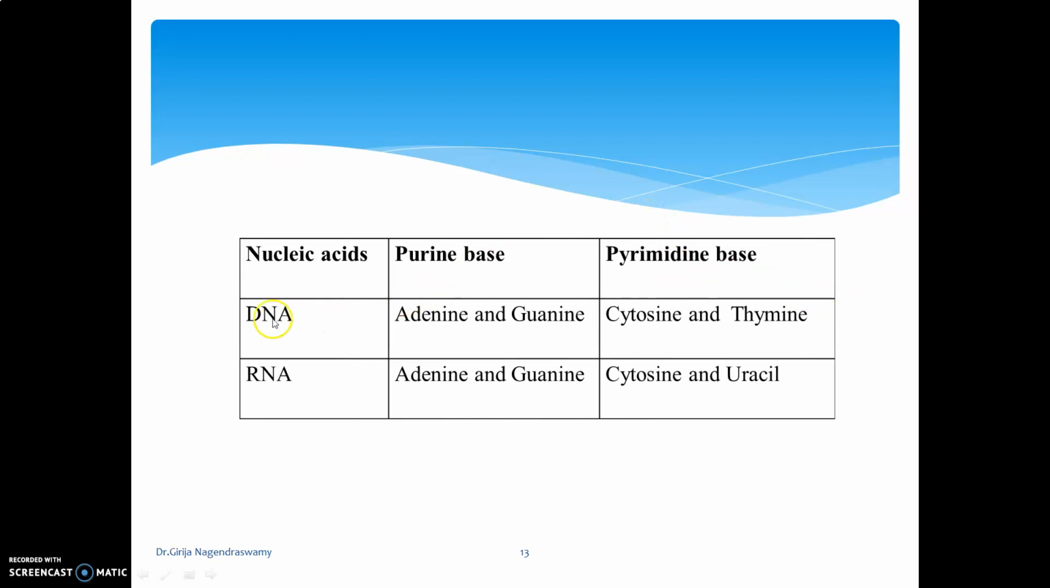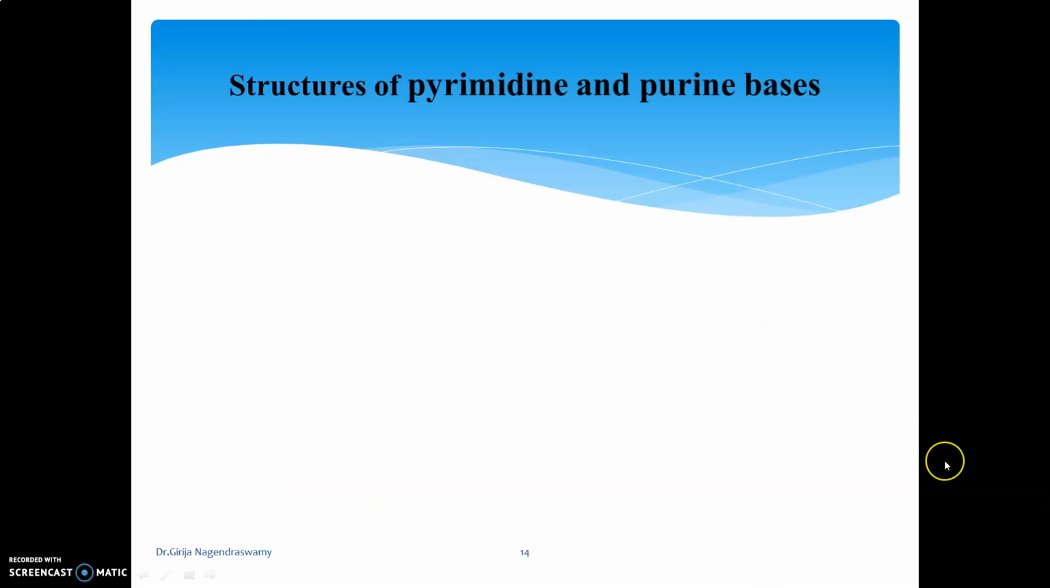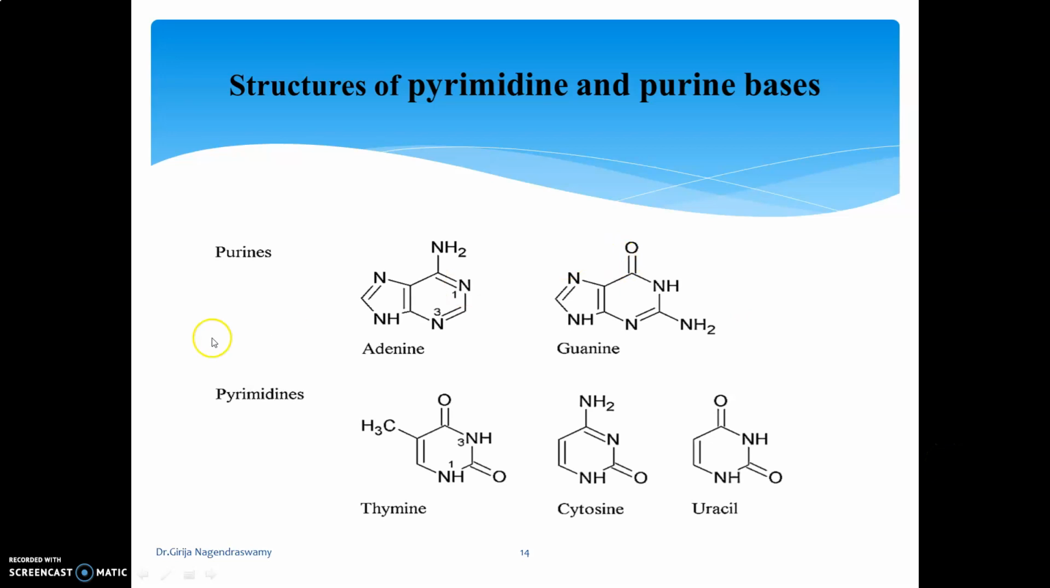This is the summary. In DNA, we have adenine and guanine. Pyrimidine bases are cytosine and thymine. In RNA also, purine bases are same. Pyrimidine bases are cytosine and uracil. Structures of pyrimidine and purine bases. So these are the structures of purine bases: adenine, guanine, and pyrimidine bases: thymine, cytosine and uracil.